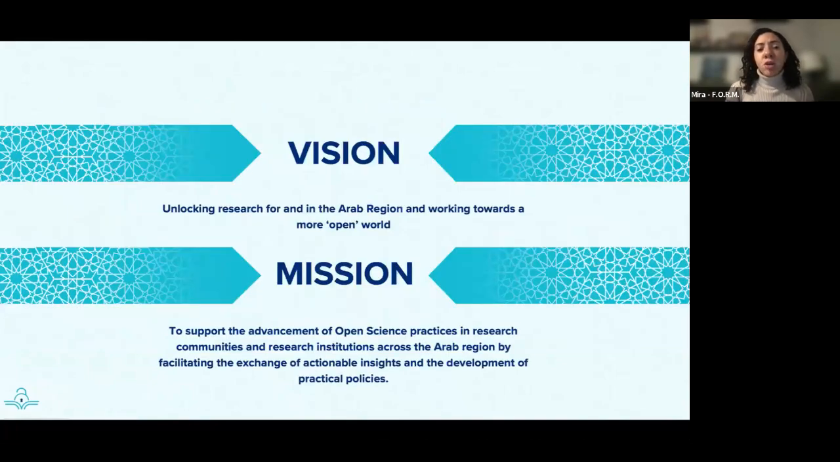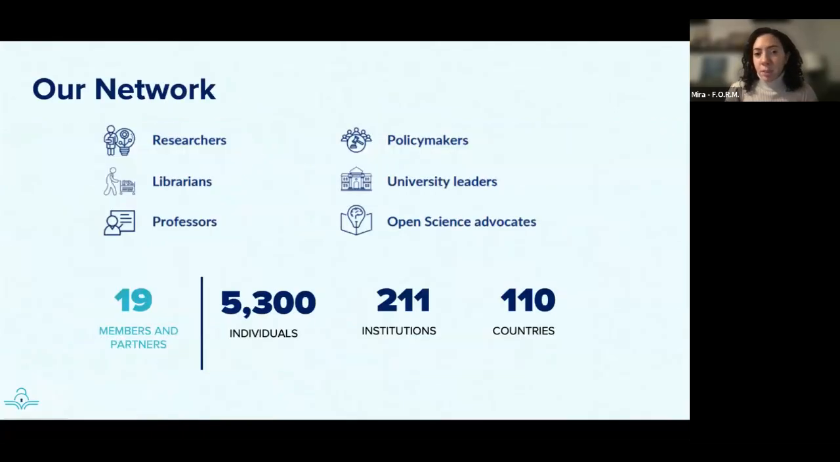Our vision is to unlock research for and in the Arab region and work towards a more open world, while our mission is to support the advancement of open science practices, by facilitating the exchange of actionable insights and the development of practical policies. Our network so far includes more than 19 members, with more than 5,000 individuals across more than 200 institutions and across more than 110 countries.